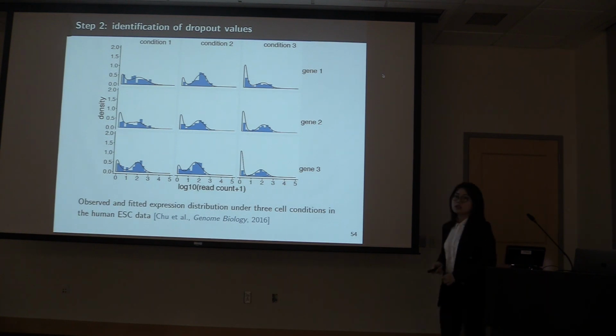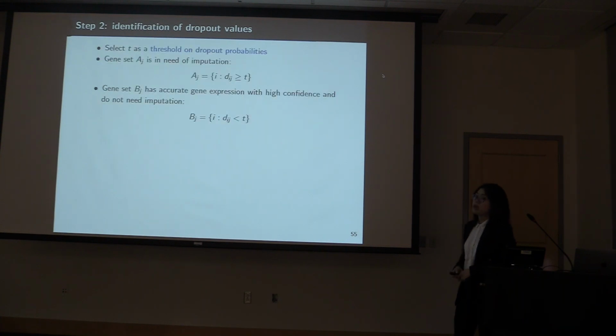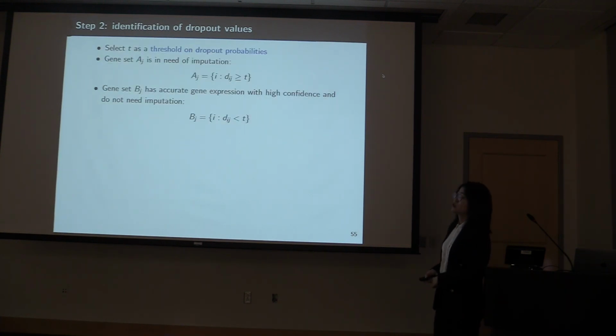This plot compares the observed gene expression distribution represented by the blue histograms and the fitted distribution given by the mixture model represented by black lines. With the estimates from the mixture models, we can identify the dropout values by setting a threshold on dropout probabilities. For each cell J, we define a gene set AJ containing all the genes with dropout probability greater than the threshold. We think these genes are in need of imputation. Meanwhile, we also define a gene set BJ containing all the genes with dropout probability smaller than the threshold. We think these genes are accurately measured with high confidence and do not need imputation.